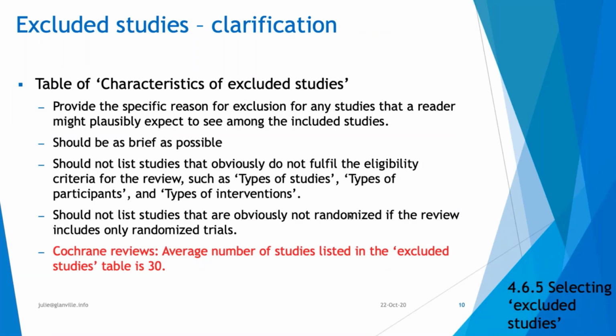So in the section that talks about recording excluded studies, there is a small clarification. This is really to give people guidance about how many studies, on average, we'd expect to see in an excluded studies table. So this is now specified as 30. And this is really, I think, just to emphasise to reviewers that this list should not be long. It should really be, as it says in the top bullet point there, only studies that a reader might plausibly expect to see among the included studies.